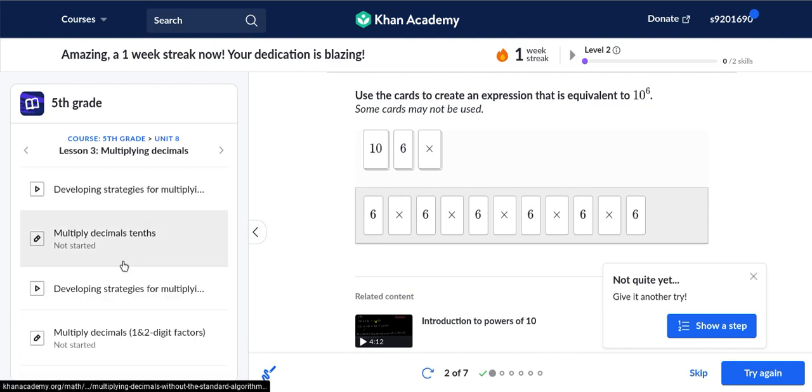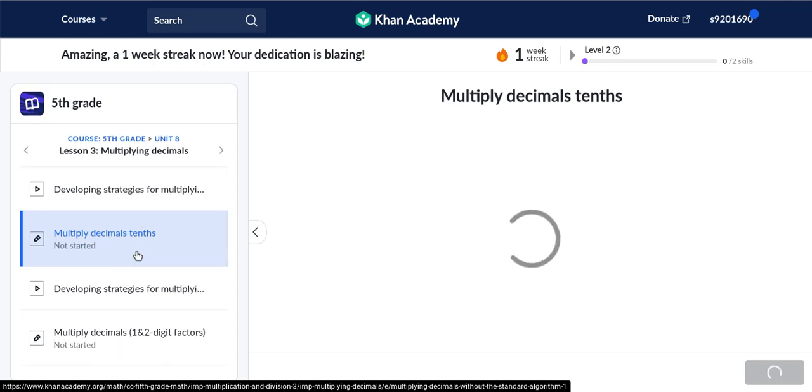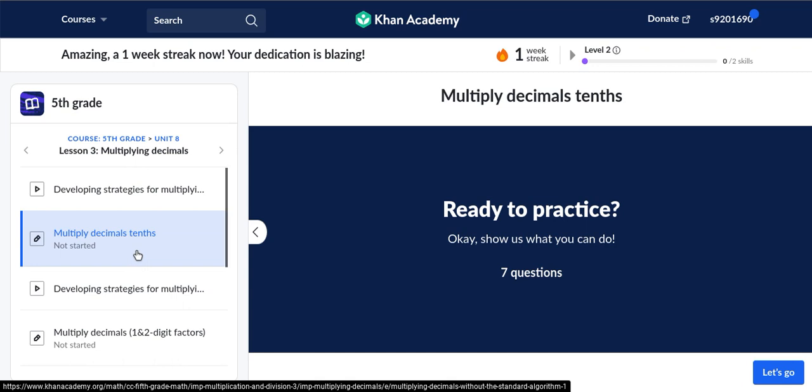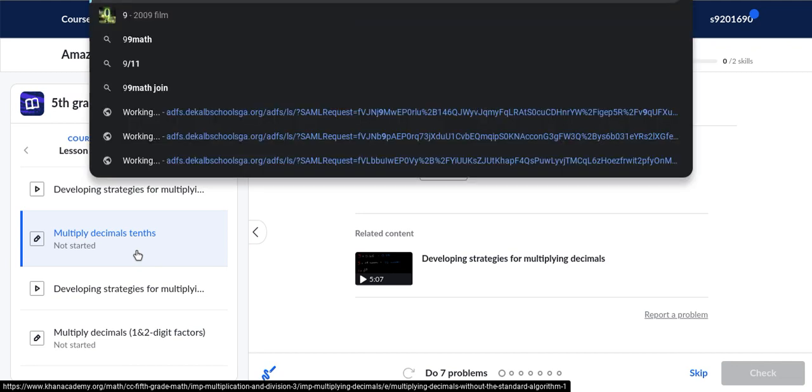Multiplying decimals. We're going to multiply decimals times. This is definitely easy. Let's see if it can meet 2 skills at least. So it's just like regular multiplication, but it's with decimals. So what is 9 times 6? This is 54.